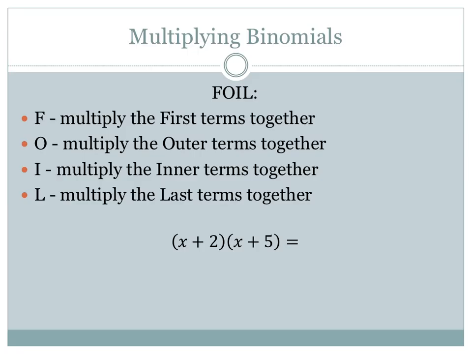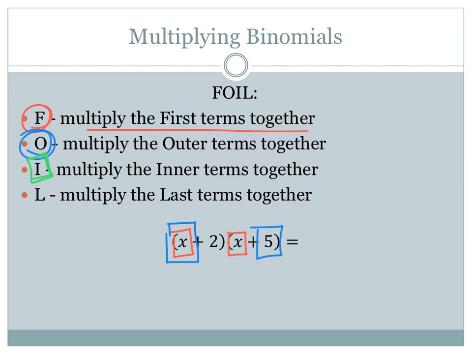Okay, one of the things we call that is actually foiling. So first, multiply the first terms together, so that's x times x. Outside, where we multiply the outer terms together, so that would be x times 5, because those are on the outsides of the parentheses. Inside, multiply the inner terms, so that would be 2 and x. And then L represents last, so that's 2 and 5. Okay, that's exactly what we just did on the slide before.